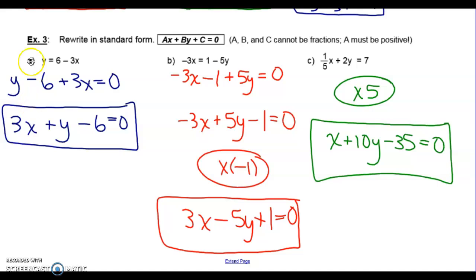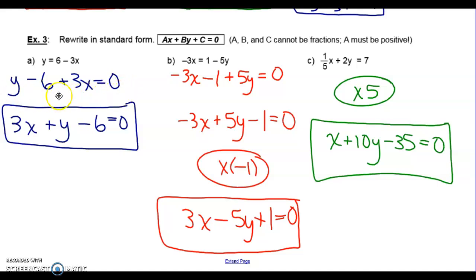Example A, y equals 6 minus 3x. I want everything moved to the left-hand side. So y is already here, that's good. I'm going to take the 6 and move it over, and it becomes y minus 6. And I'm going to take the negative 3x and move it over, and it becomes y minus 6 plus 3x equals 0. So there I have everything on the left, 0 on the right, which is good.